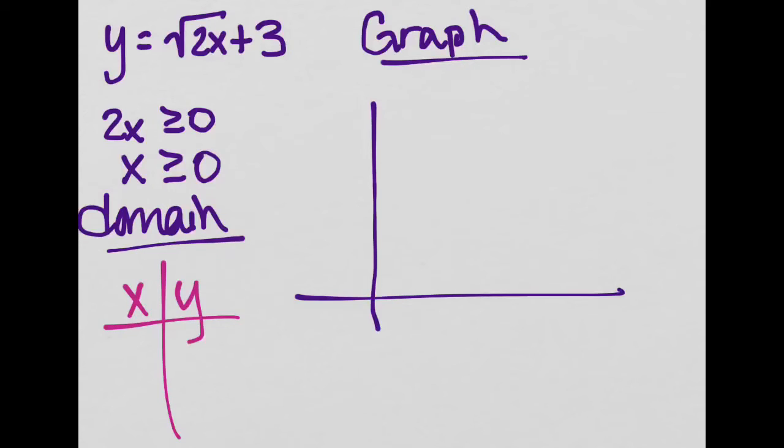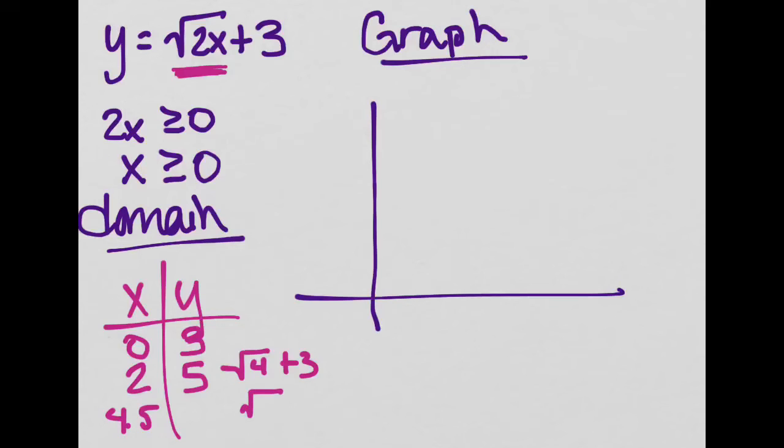So now I can create a graph of symbols. If I put in 0, I'm going to have the square root of 0 plus 3 is 3. And then I'm going to choose things that are going to help me create a perfect square right here. So if I put 2 in there, then I'm saying the square root of 4 plus 3, which is 2 plus 3, and that's 5. I can even put 4.5, because if I put 4.5 in as x, I'm going to have the square root of 9 plus 3, which is 6. So then I can create my graphs here.